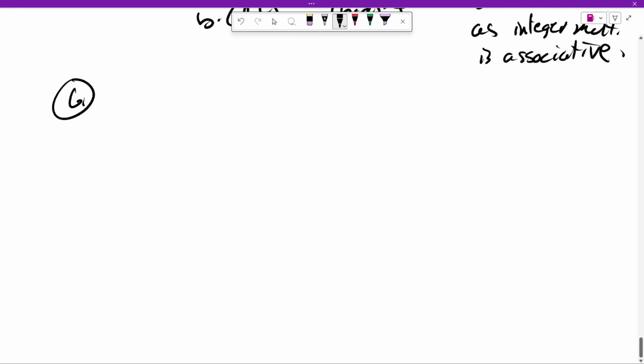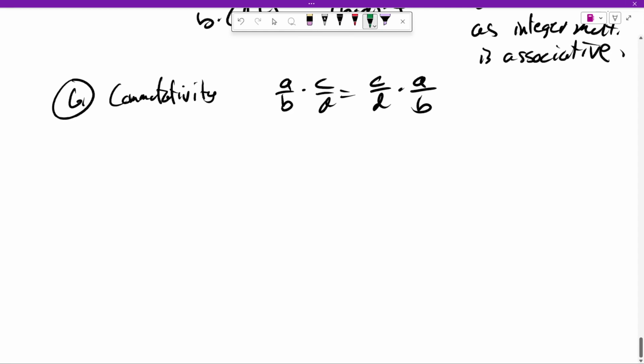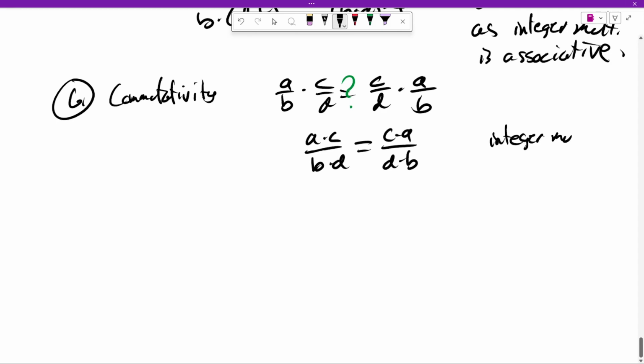Is it commutative? So is a over b times c over d the same as, oops, it's the wrong way. In the interest of time, we're just going to put a question mark through this. So the rule is this is a times c over b times d, and the rule is that c times a over d times b. But again, integer multiplication is commutative.